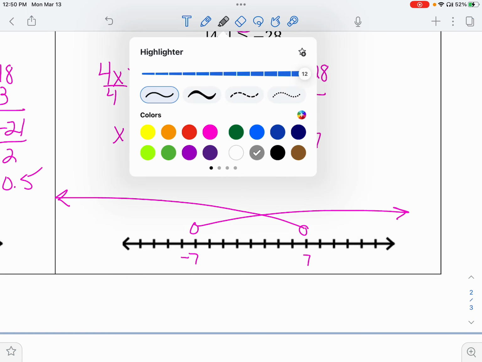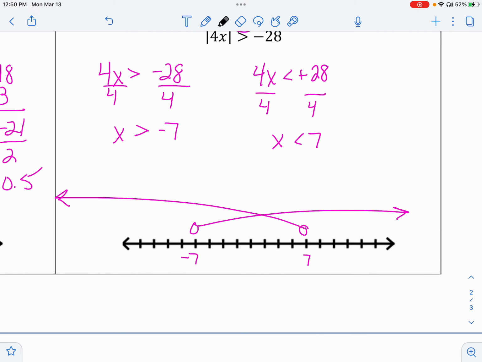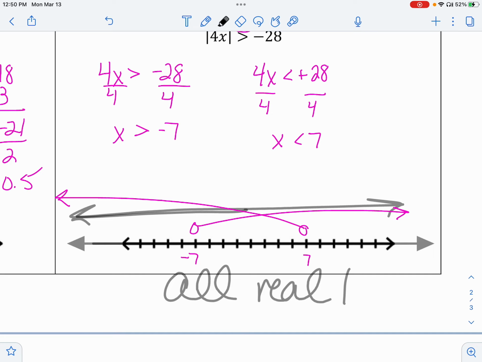So our final answer would be, take a look at this black highlight, it would be from negative infinity, and it would go all the way to positive infinity because it's where either or exists. So it's, again, from negative infinity to positive infinity, so it's all real numbers or infinite solutions.